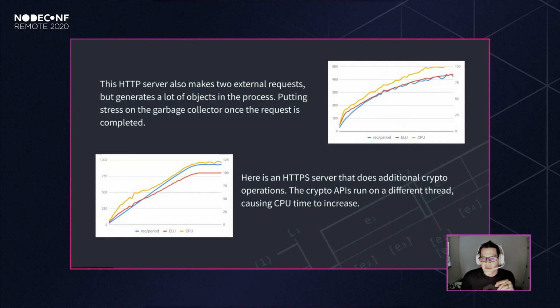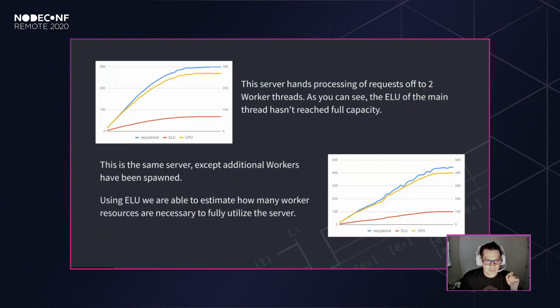Now here on the right, we have one that's generating a lot of garbage. It's generating a lot of objects requiring the garbage collector off the main thread to collect them. As we can see here, the CPU can be substantially higher than the ELU. And on the bottom, likewise, the crypto library is doing off-thread work, and it has about the same look and results as the garbage collector.